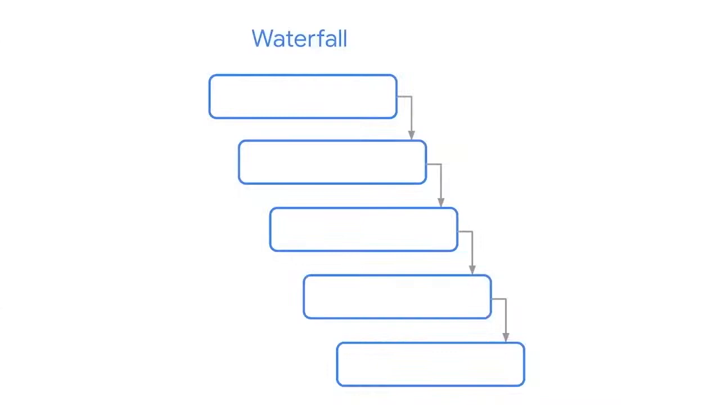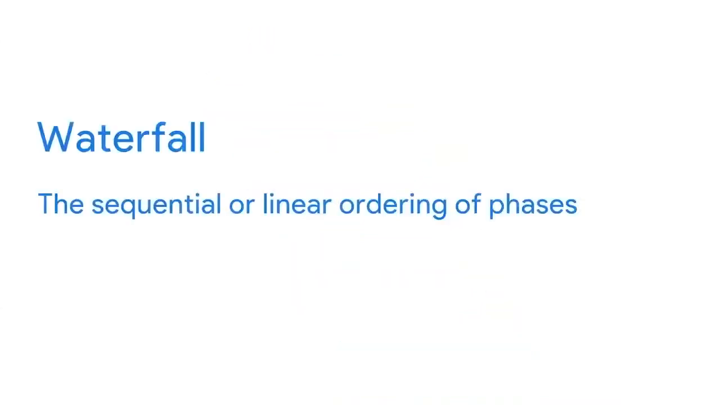To quickly review, Waterfall is a popular project management methodology that refers to the sequential or linear ordering of phases. You complete one phase at a time, not proceeding to the next until it is done. Then, you move down the line, like a waterfall, starting at the top of a mountain and traveling to the bottom. The term Agile refers to being able to move quickly and easily.